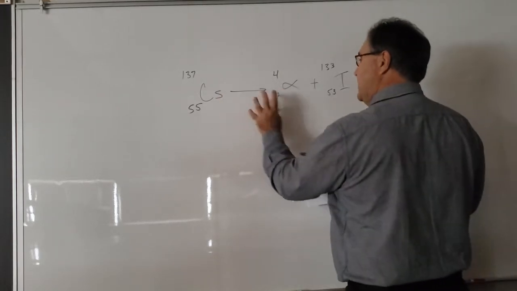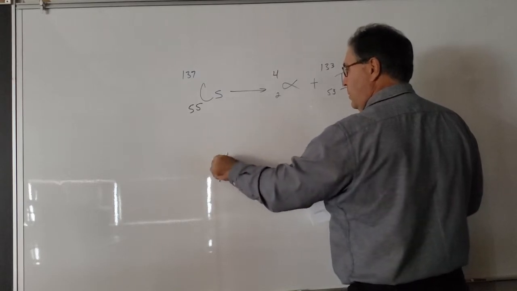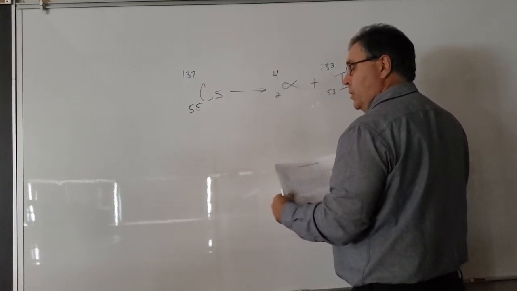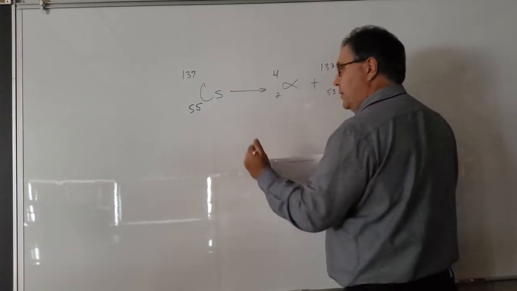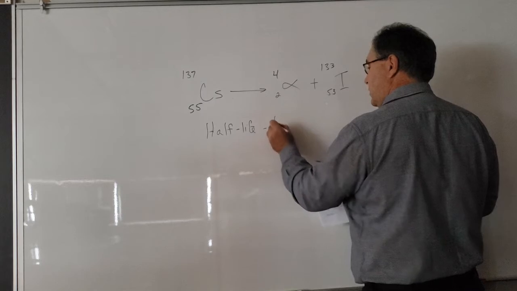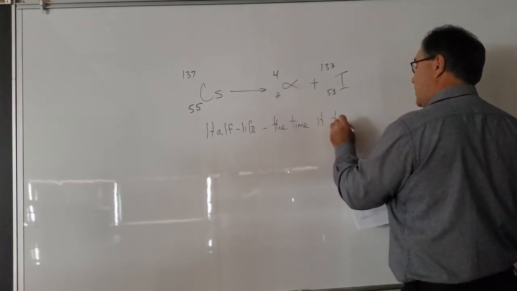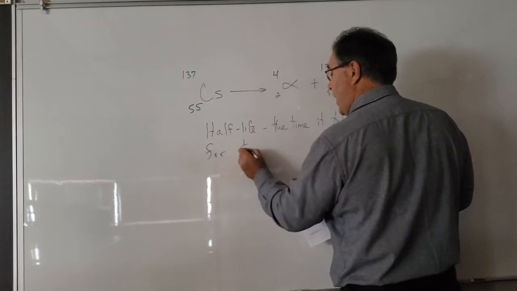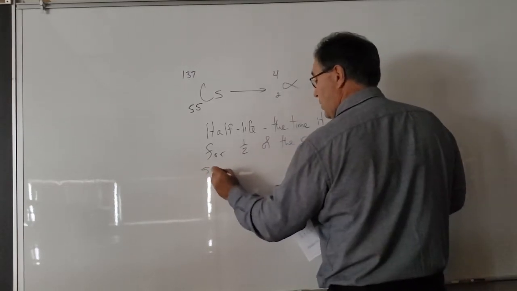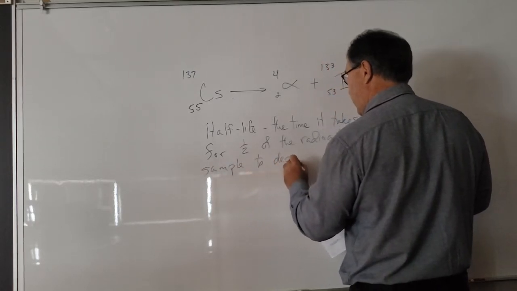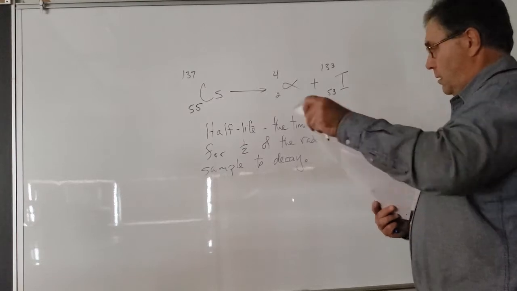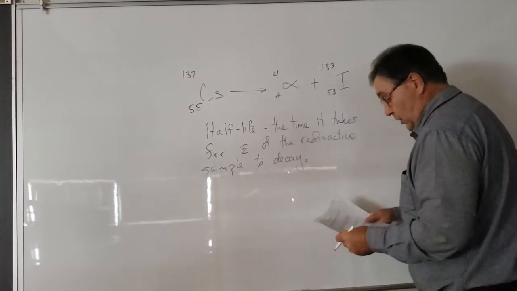Now, as this decay occurs, the amount of cesium atoms goes down, whereas the amount of iodine atoms would be going up. The rate at which this process occurs, we call the half-life. The half-life is the time it takes for 1/2 of the radioactive sample to decay. And if you read through the problem, we are told here that the half-life is equal to 30 years.